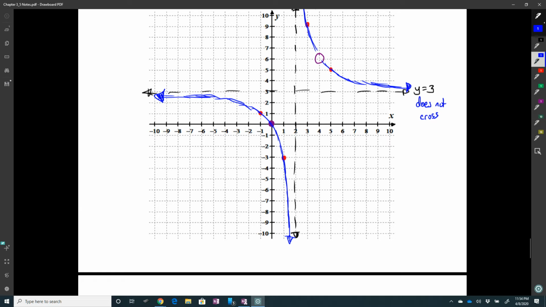Anyway, a lot of stuff. The takeaways for everything that we just did were know how to basically find x-intercepts, find vertical asymptotes, find horizontal asymptotes, and find holes.